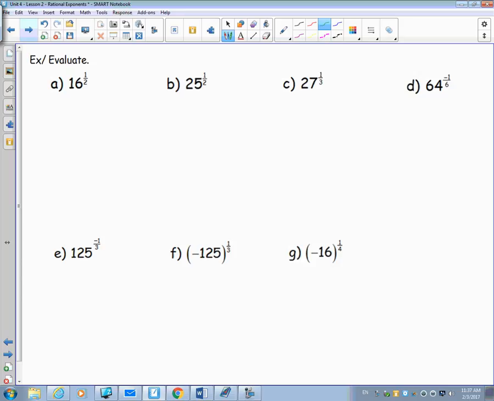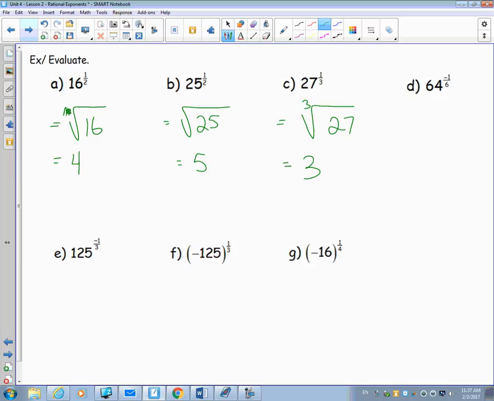So we're going to try some of these. I want to evaluate. I need to think to myself, 16 to the 1/2. What does that mean? That means the square root of 16. We don't put the 2 there, though we know it's actually there, okay? Square root of 16, that's 4. 25 to the half. That means the square root of 25. That's a 5. 27 to the 1/3. Well, here's where our roots come in handy. Cube root of 27. What number times itself 3 times makes 27? And 3 times 3 times 3 makes 27. So the cube root of 27 is 3. Now, if you can't think of it, there is a button on your calculator.